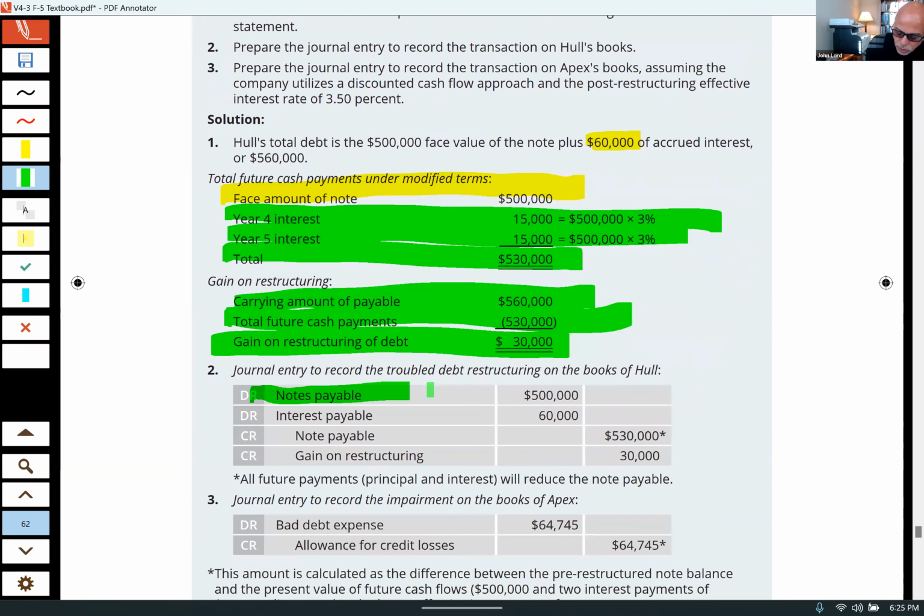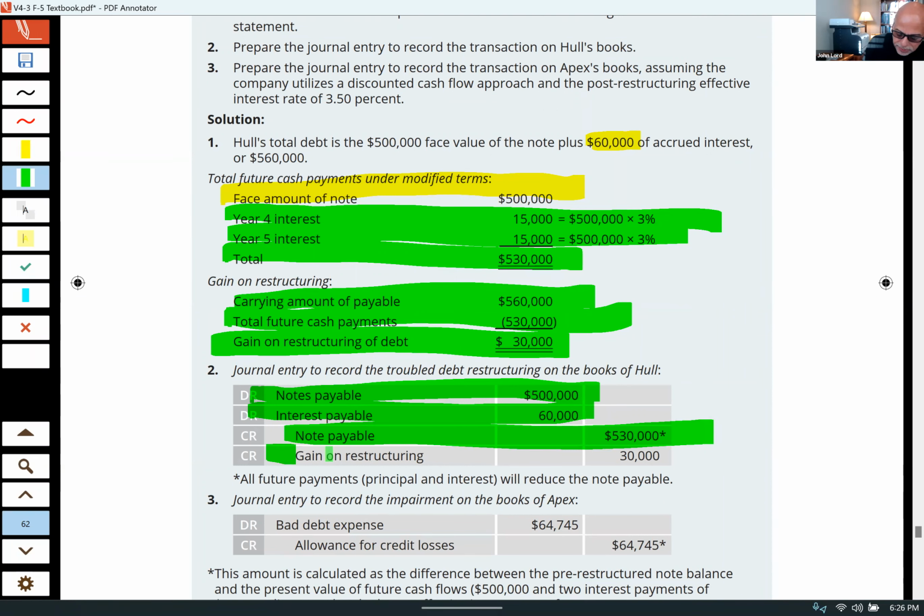Okay, so take the old note payable off, take the old interest payable that had accrued that they forgave, and they say, well, now you owe us what? You owe us 530, and that's your note payable, and the gain on the restructuring is 30,000 because you owed us 560. No discounting there.